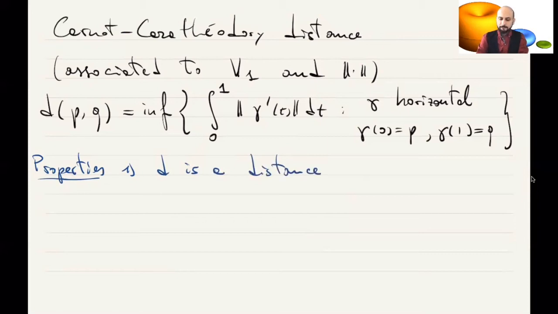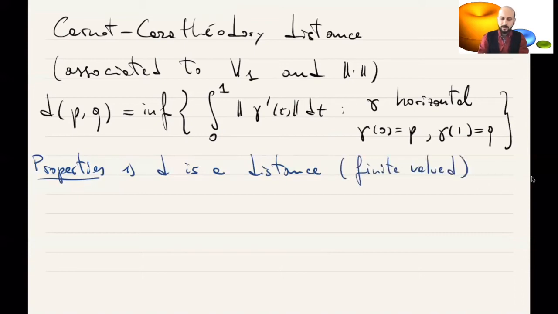So it is obviously symmetric, and it gives distance 0 only when the 2 points are the same. It's obvious that it satisfies the triangle inequality, because you can join absolutely horizontal curves and have a horizontal curve. What is not completely clear is that this is finite valued. Okay, so it's finite valued.